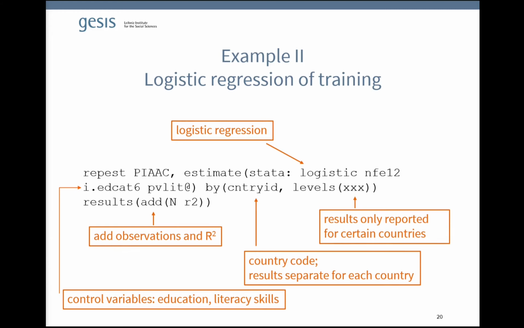In the second example, we want to perform a logistic regression, so we use the logistic command. The dependent variable is a binary indicator on whether a respondent participated in training, also called non-formal education. Our independent variables are education in 6 categories and literacy skills. As we use the levels option, we only get the results for certain countries in our dataset. And again, we want to see the number of observations and R² in our output window.